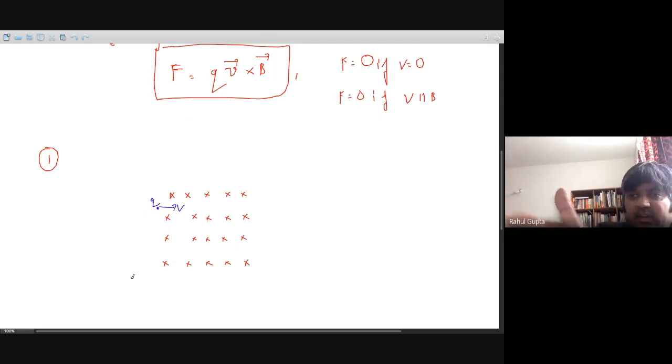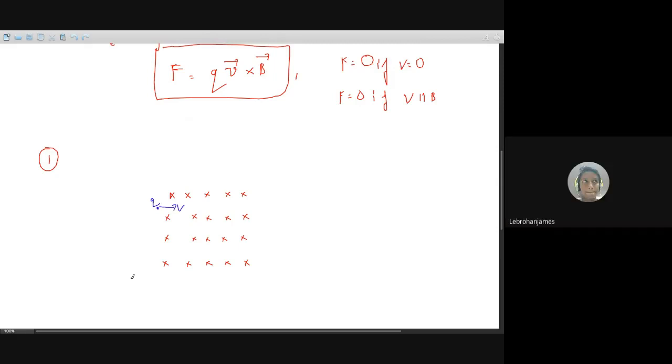Generally this is what I recommend. I had to teach you the right hand, left hand, thumb rule when I was covering this chapter for the first time. But in general, I don't apply any of those. I apply only one rule, which is the cross product rule. You take your fingers, point them in the direction of V, and curl the fingers towards B. The thumb automatically points in the direction of force. So do you get it or not?